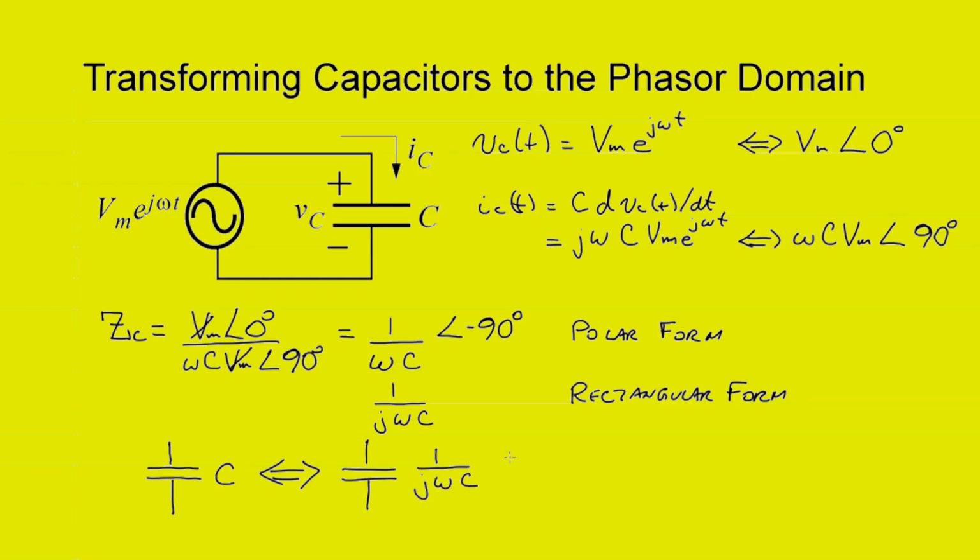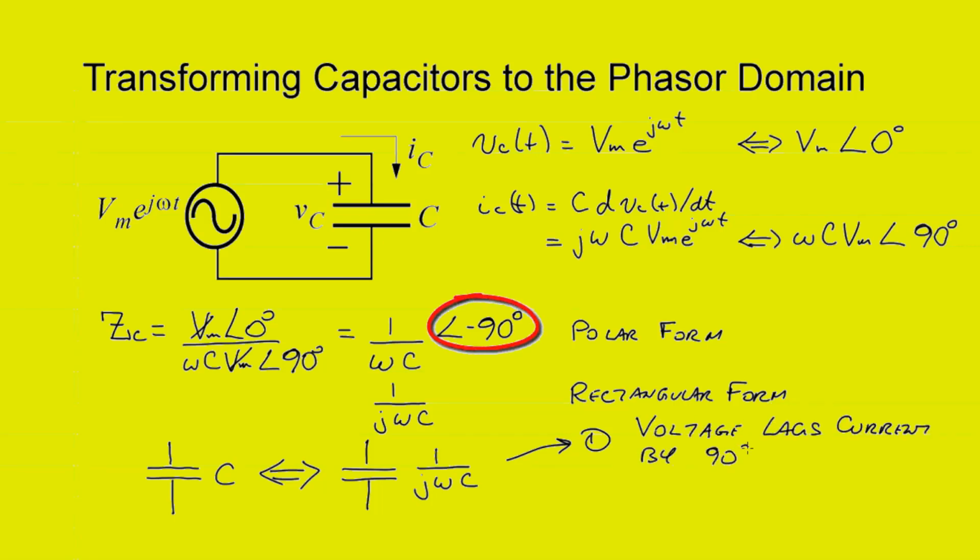And I want you to note two things. One, the first thing to note is that the impedance is the factor that the current is multiplied by to get the voltage. So we can see that the voltage will lag the current by 90 degrees. The negative sign in the polar form indicates lagging, or you can see 1 over j will give us a minus 90 degrees as well.